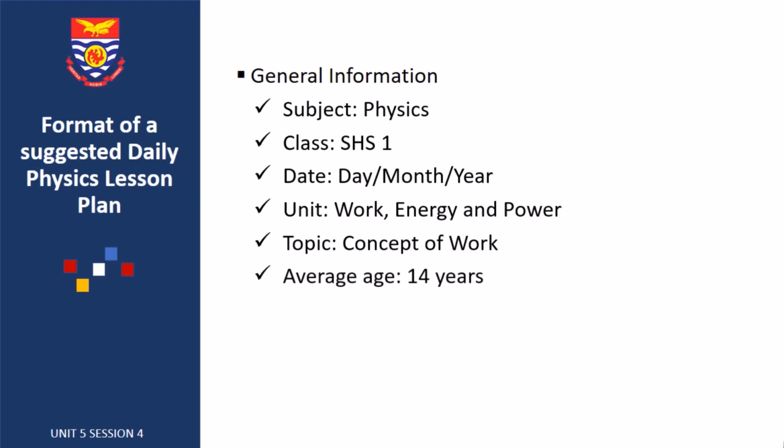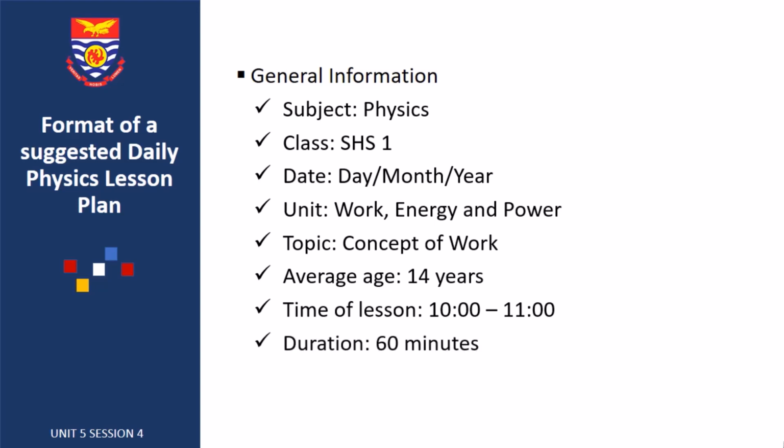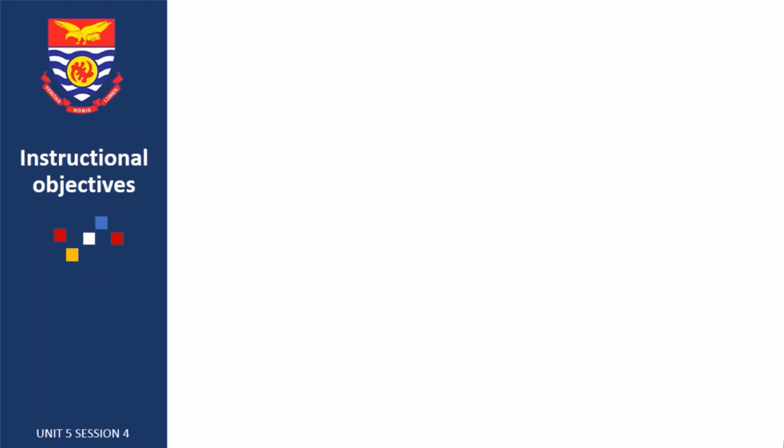Now, average age of your learners. And here we are assuming an average age of 14 years. And this can be okay because it is year 1. Time of lesson, 10 to 11. So 10 a.m. to 11 a.m. And so the duration of the lesson is going to be 60 minutes.